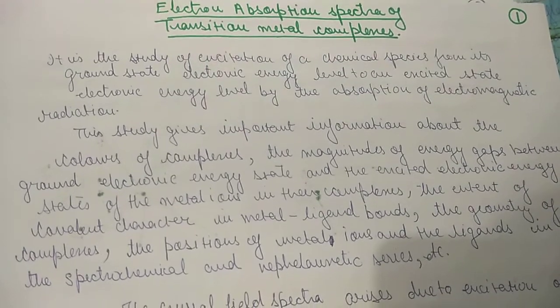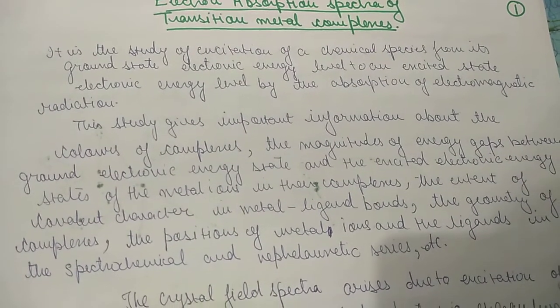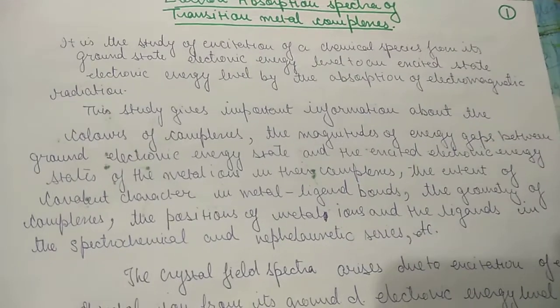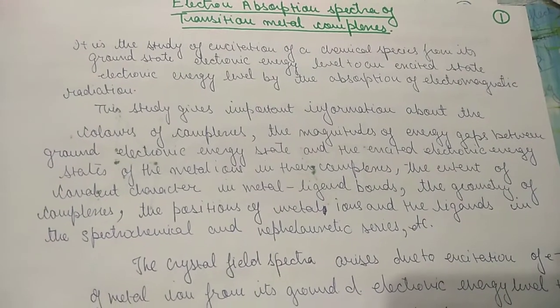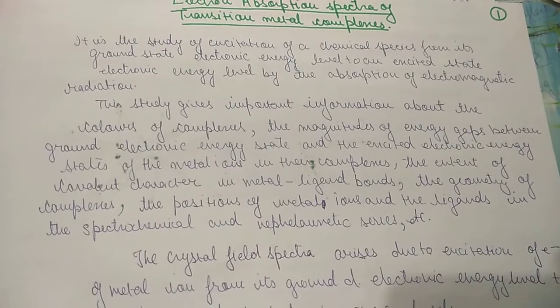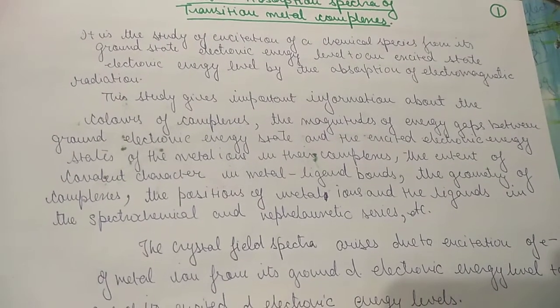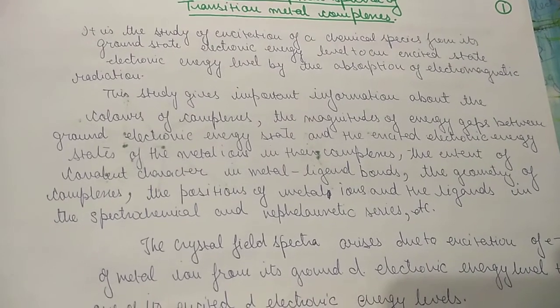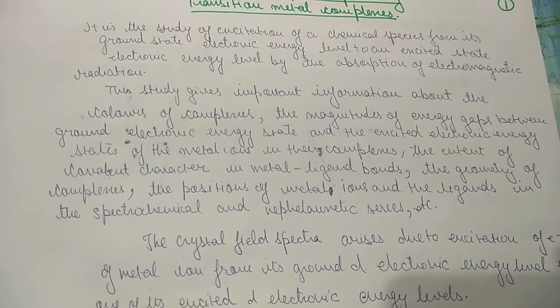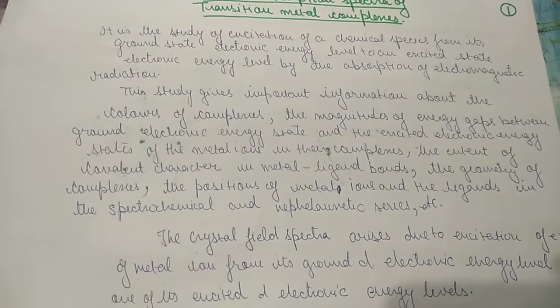So we will study electron absorption spectra of transition metal complexes. Now, what is it? It is the study of excitation of a chemical species from its ground state electronic energy level to an excited state electronic energy level by absorption of electromagnetic radiations.